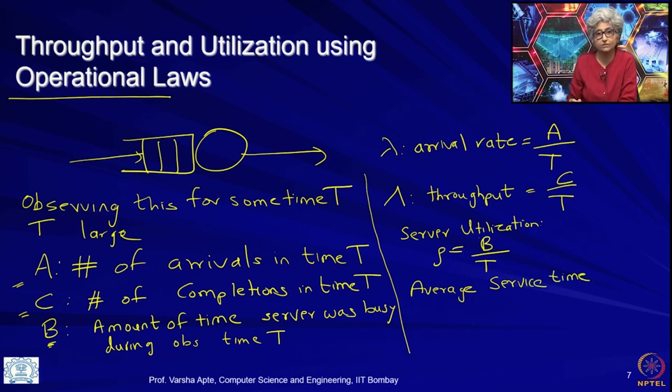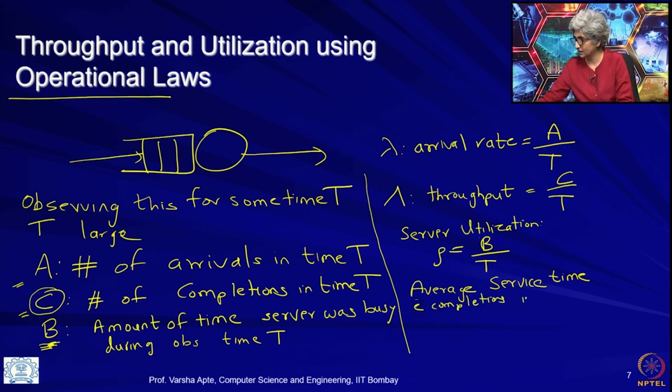Okay. Just think about it for a minute, that given these numbers we can also write average service time. The total amount of time that the server was busy was B, and in that time it did C completions, right. C completions in time t, completely done in time t. Okay. And remember that the time t is large.